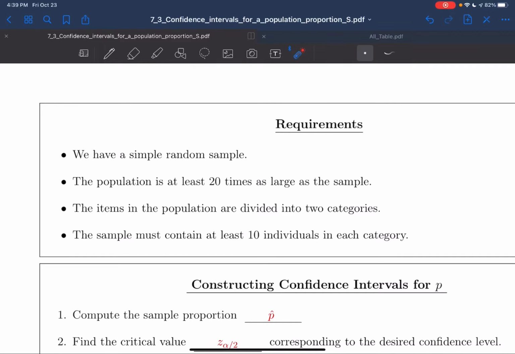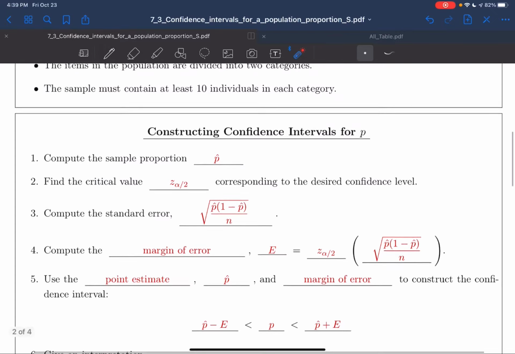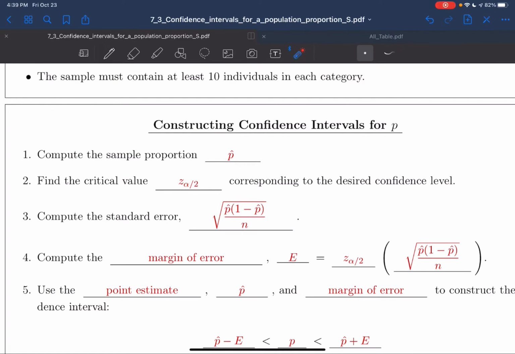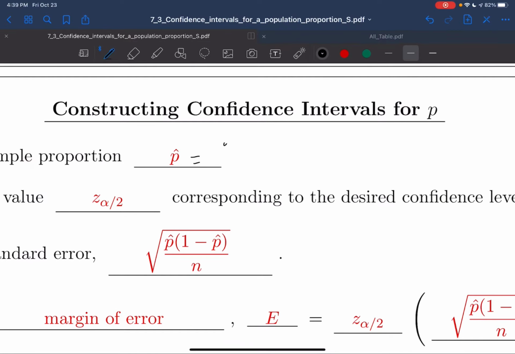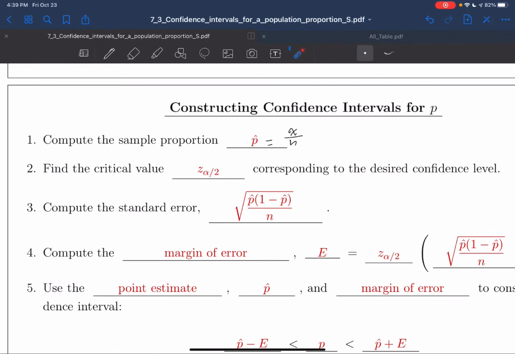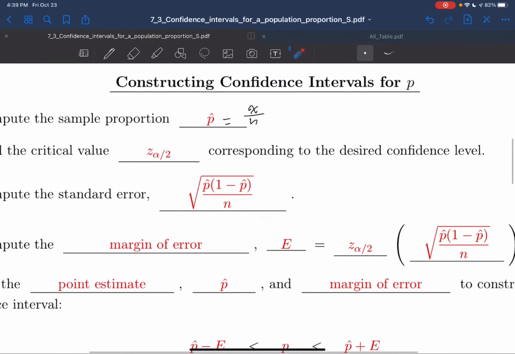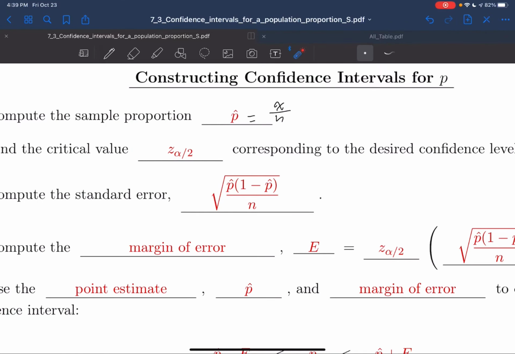But how do we construct our confidence intervals with proportion? Well, it's going to be very similar to what we've been doing with the previous sections. First, we have to compute our sample proportion, p hat, and if you remember, this is just x over n. Then we want to find our critical value. Since we're working with a standard normal curve now, we could just look at a table and see which confidence level corresponds with our critical value.